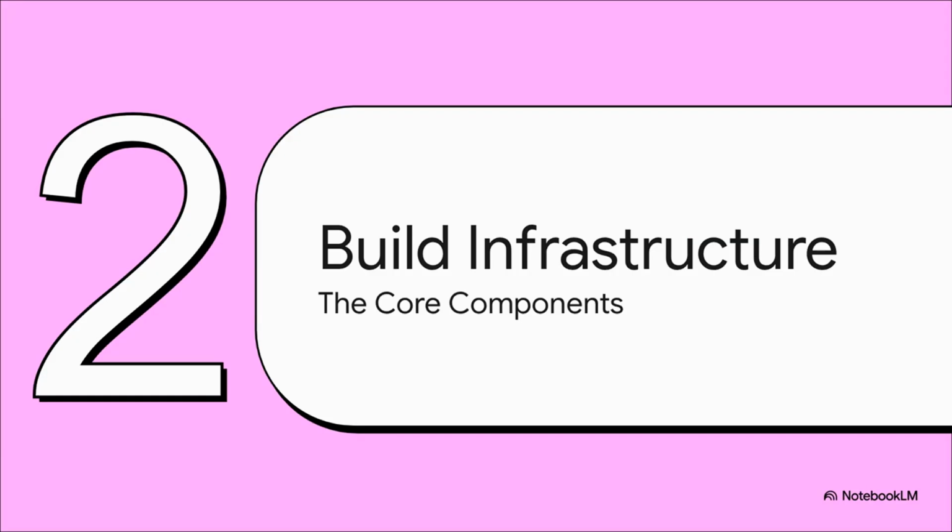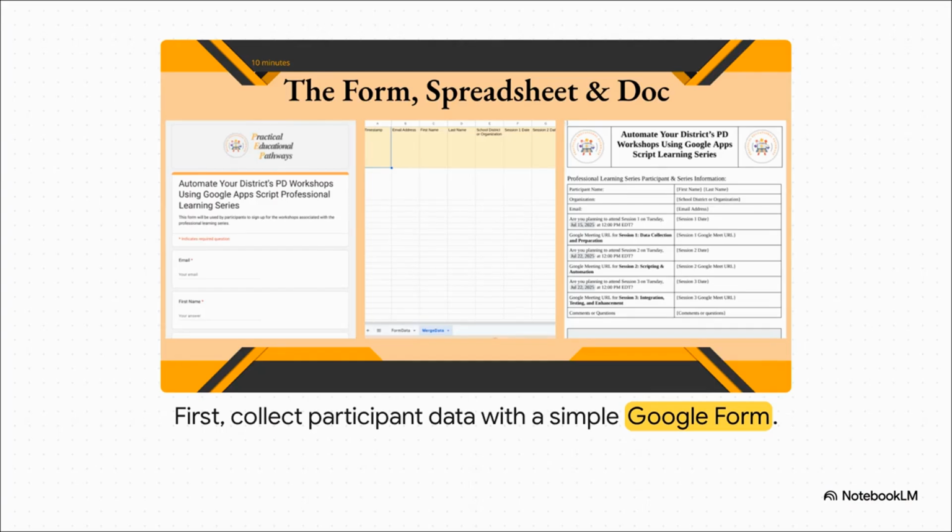Well, our automation system really just relies on 3 tools you're probably already using every single day: a Google Form, a Google Sheet, and a Google Doc. It all starts right here with a simple Google Form. Think of this as the front door to our whole operation. This is where participants come in, they enter their name, their email, and which workshop they want to go to. Pretty standard stuff, but this is the very beginning of our awesome data pipeline.